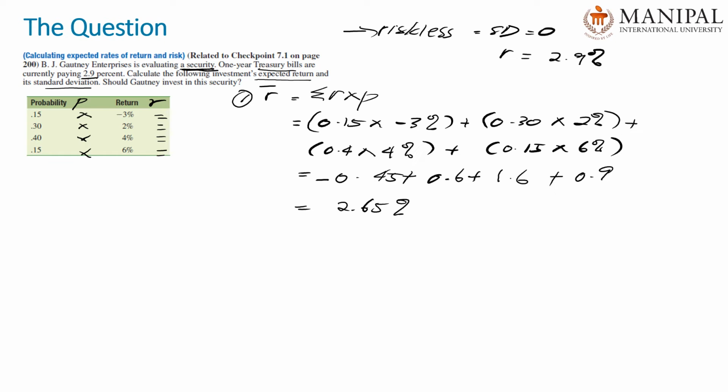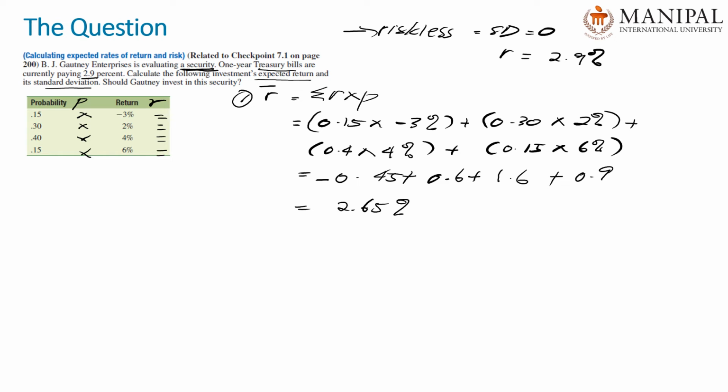Why is it that I'm not writing the percentage sign here? Yes, I can write it, but I just want to do it fast. By right, you should, because this is 15% out of negative 3%, this is 30% out of 2%. So this 0.6 is a fraction of this 2%. So of course it is a percentage.